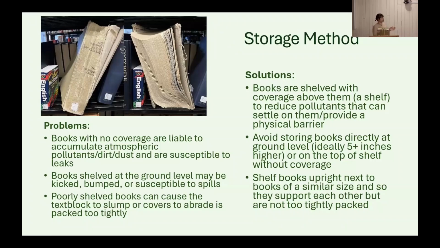So what you're looking to do is have some sort of shelf above your books just to sort of minimize how much is falling down on top of them. You're trying to keep the books about 5 inches off the ground if possible. And then you're trying to shelve the books next to books of similar size so they can provide physical support to their neighbor. You're trying to have them packed tightly enough that they're sitting comfortably next to each other, but not so tightly that they're going to abrade every time you take a book off the shelf. So you're just trying to help prop the books up with each other.